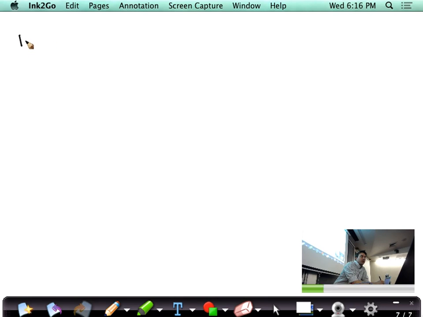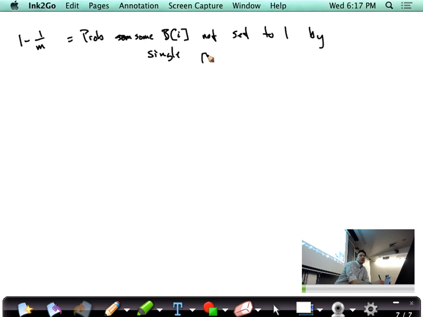So if you write down 1 minus 1 over m, this is the probability that some bi is not set to 1 by a single point x in S and hash h of j. So for a single point and a single hash function, this is the probability that it's not set to 1.